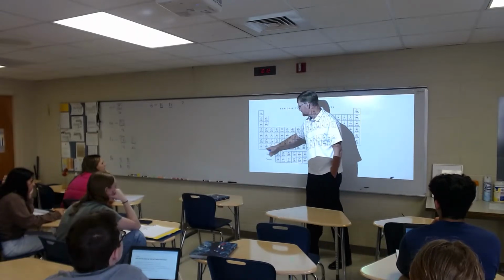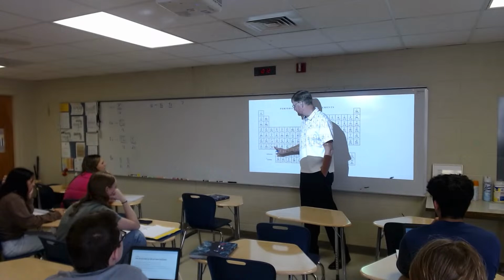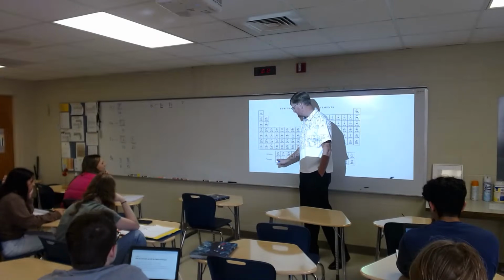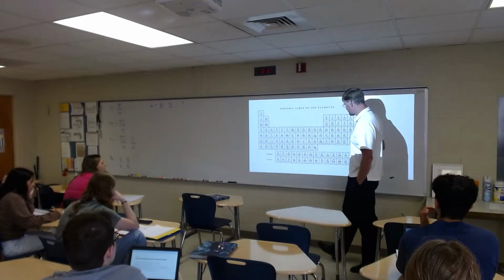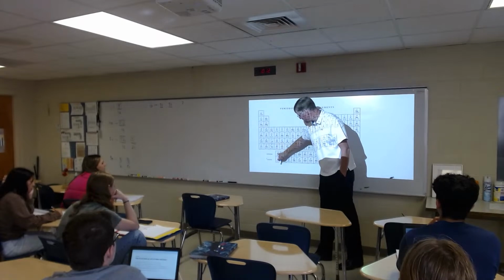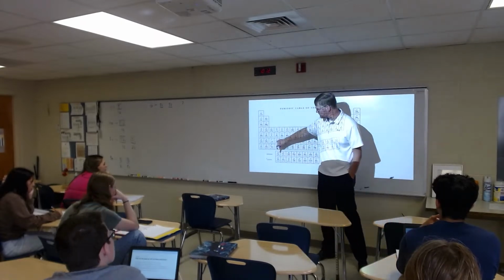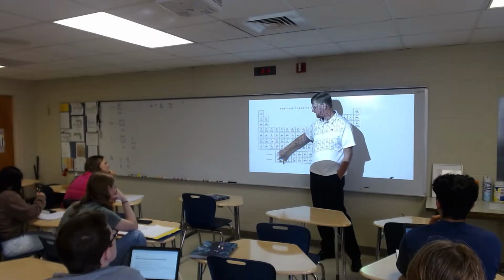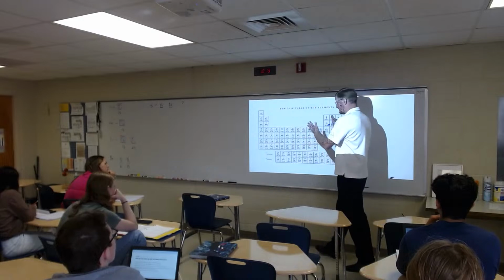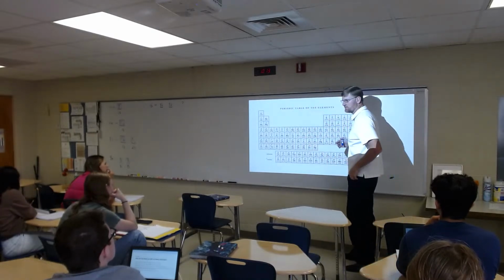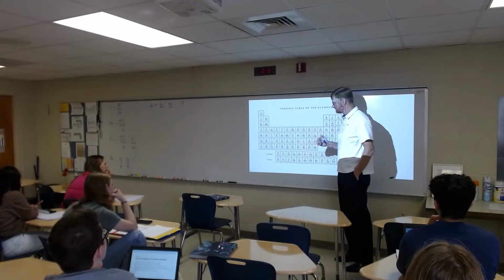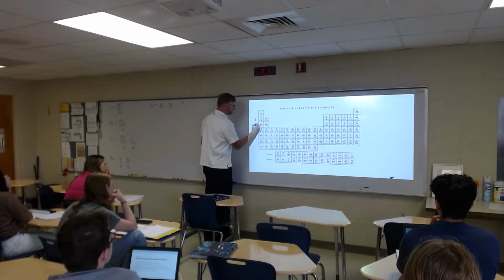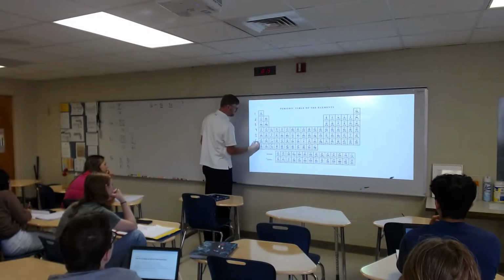This goes 87, 88, 89, 104. So we're missing something here. 87, 88, 89, 90, 91, 103, then back to 104. So these two rows are part of rows 6 and 7. So there are 7 rows. These are just set out to the side so that the table doesn't look like a big pyramid or something. All right, so 7 rows: 1, 2, 3, 4, 5, 6, 7.